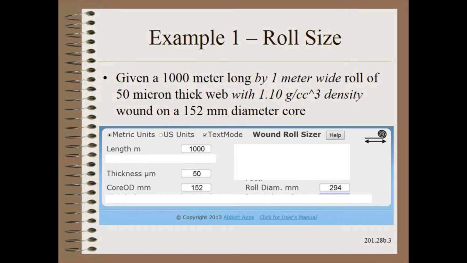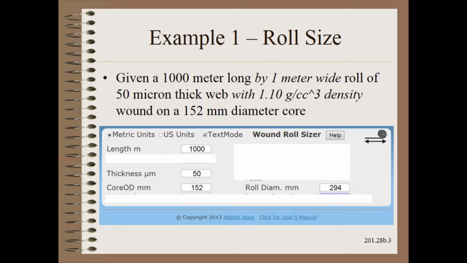Let us begin with a basic question of how big your roll will be. We will use metric units and be in text mode, both selected by checking the appropriate boxes. Later we will demonstrate other modes. Let us suppose that we have a 1,000 meter long roll of 50 micron thick web wound on a 152 millimeter OD core. How big will the roll be? The answer is 294 millimeters. Simple. Enter in variables anyone would know and get an answer that everyone could use.